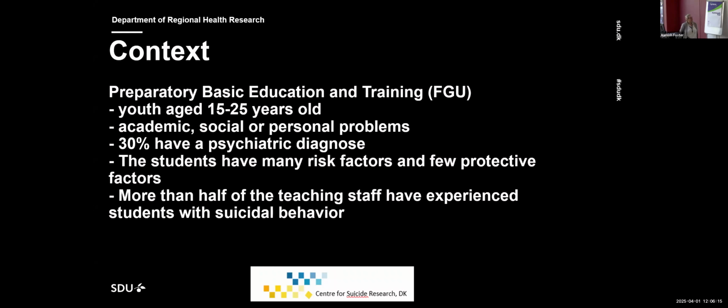So just to tell you a bit about the context, it's a specific school type we have in Denmark that is called preparatory basic education and training. They are for youth aged 15 to 25 years old. The reason they go to these schools is that they have academic, social, or personal problems. And we know that about 1/3 of them have a psychiatric diagnosis. The students have many risk factors and a few protective factors for suicidal behavior. And we also know that more than half of the teaching staff have experienced students with suicidal behavior, and 1/3 of teaching staff have found a student who had attempted suicide. So it is really a high-risk environment we're working in.